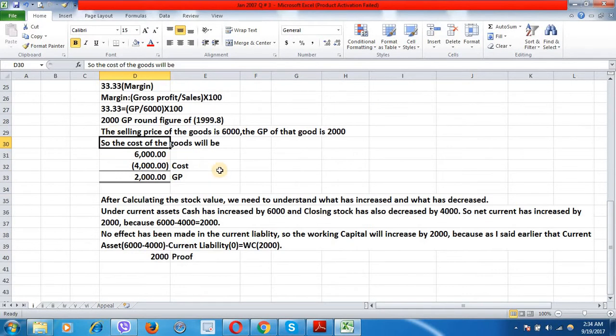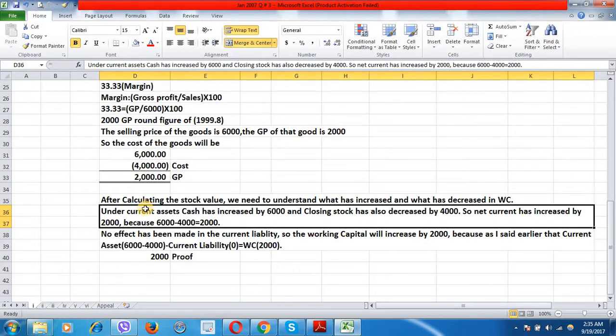The selling price of the goods is 6,000. The gross profit of that good is 2,000. The cost of the goods will be 6,000 minus 2,000 equals 4,000. As we know, 2,000 is the gross profit, selling price is 6,000. If we back calculate, the cost price will be 4,000.